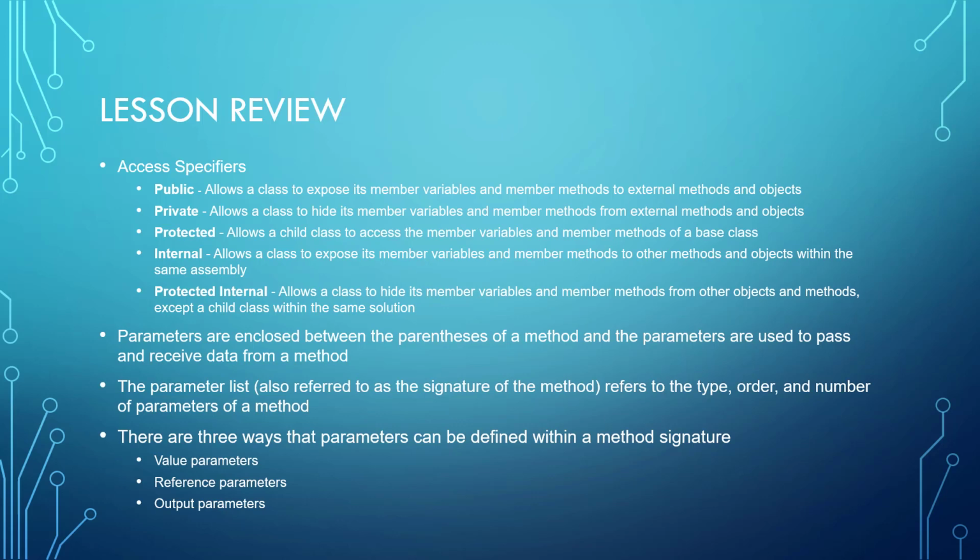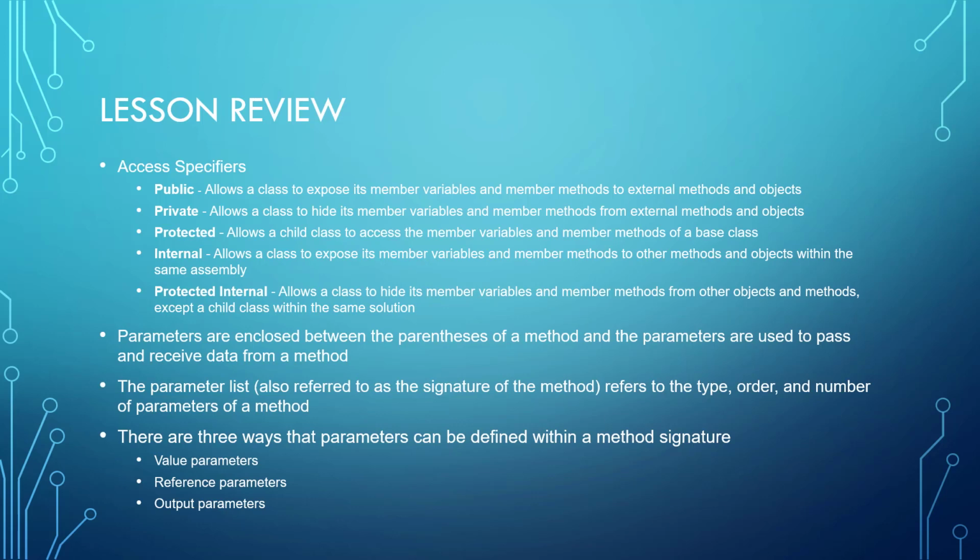Internal allows a class to expose its member variables and member methods to other methods and objects within the same assembly, or you could think of it as within the same solution. And protected internal allows a class to hide its member variables and member methods from other objects and methods except a child class within the same solution.